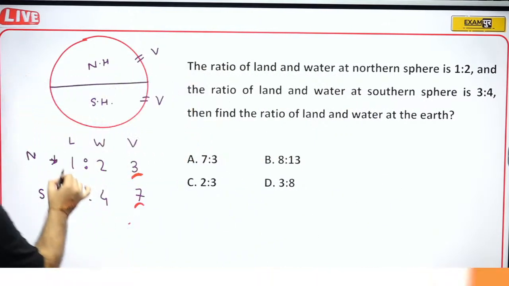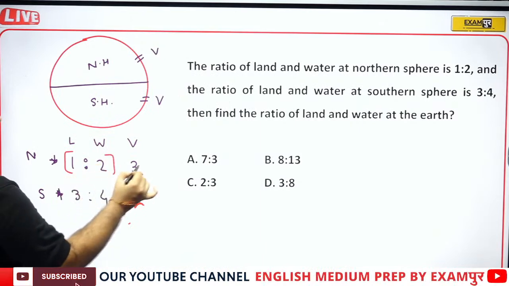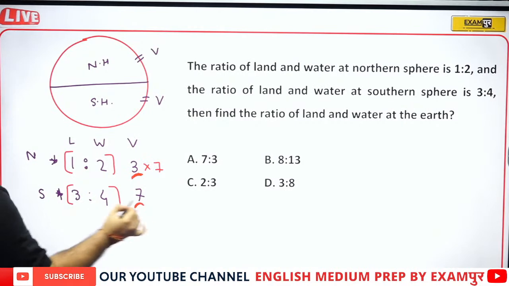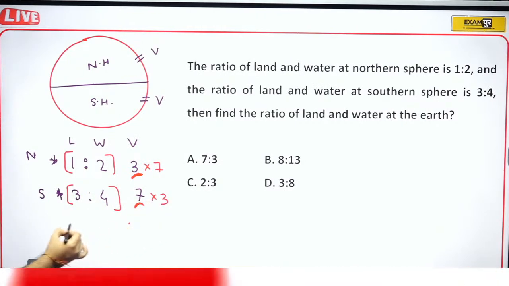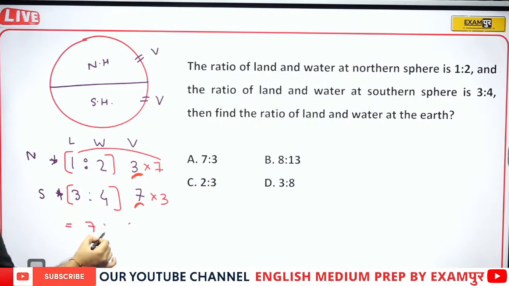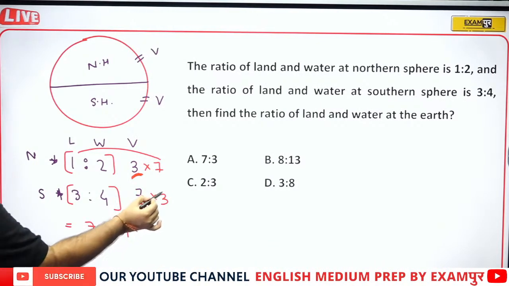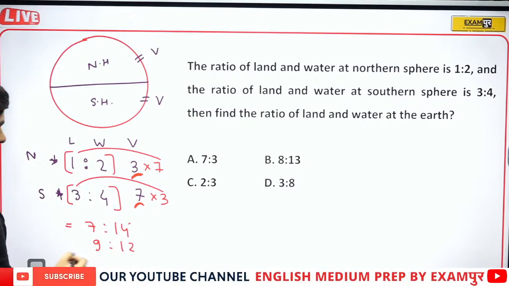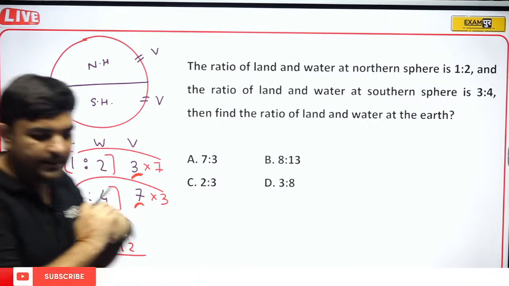Multiply by 7 in the first ratio and multiply by 3 in the second ratio. So the first ratio will become 7:14 and the second ratio will become 9:12. So actually, northern land and water is this, southern land and water is this.